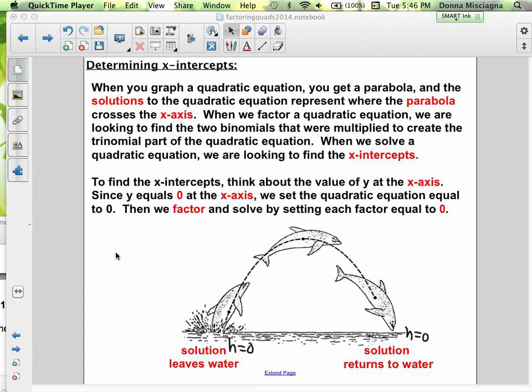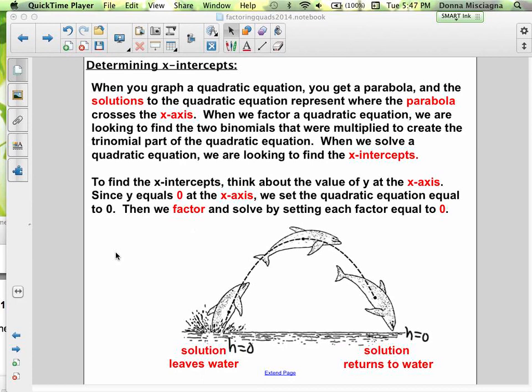When we factor a quadratic equation, we're looking to find the two binomials that were multiplied to create the trinomial part of the quadratic equation. When we solve a quadratic equation, we are looking for x-intercepts. And you have this bottom part in your notes. You have that sentence and this part here.